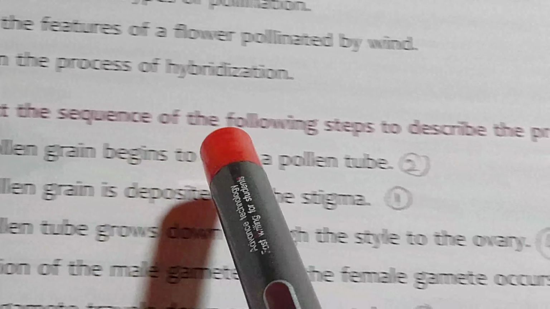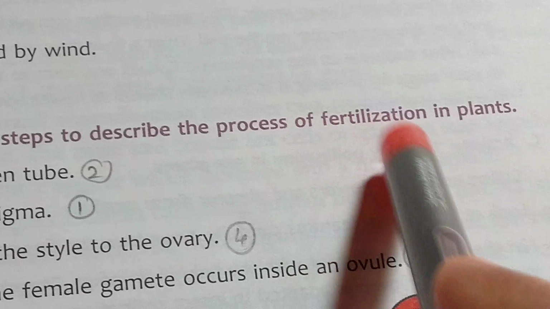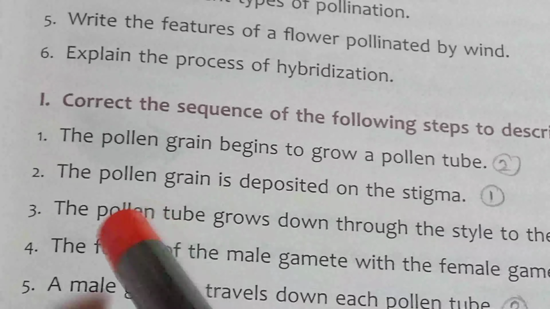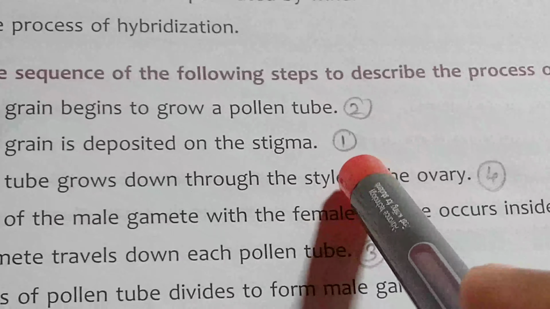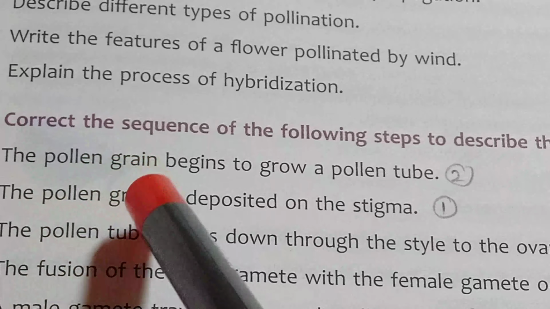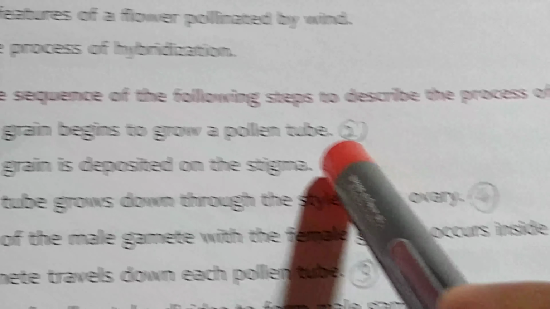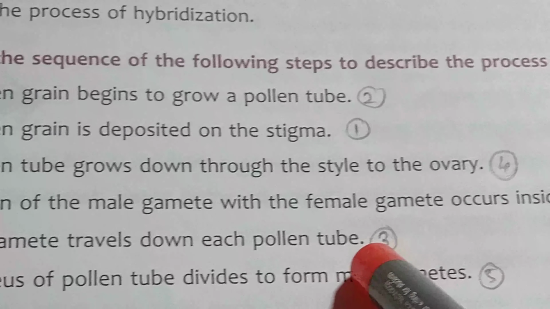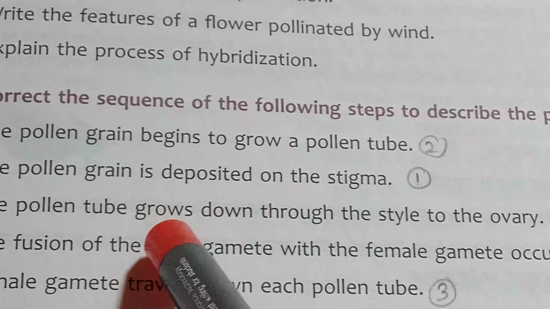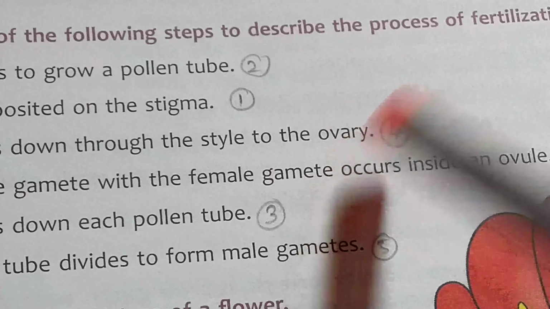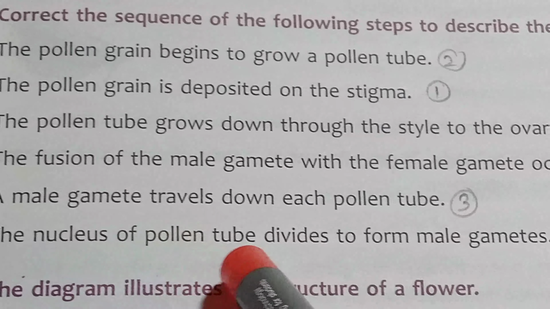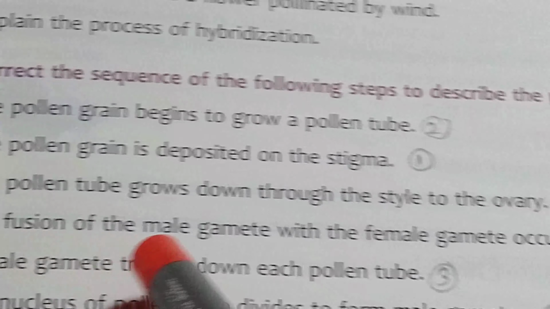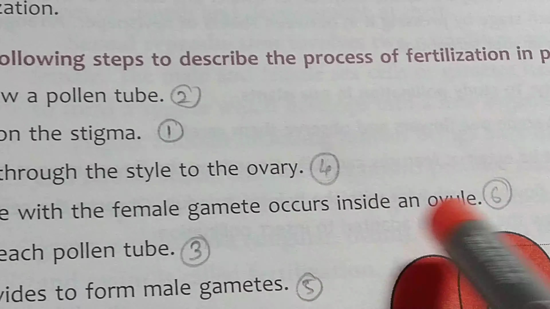Next, correct the sequence of the following steps to describe the process of fertilization in plants. That means you have to rearrange. First, the pollen grain is deposited on the stigma. The pollen grain begins to grow into a pollen tube. After that, the male gamete travels down each pollen tube. Next, the pollen tube grows down through the style to the ovary. Next, the nucleus of the pollen tube divides to form male gametes. And after that, the last one, the fusion of the male gamete with the female gamete occurs inside the ovule.